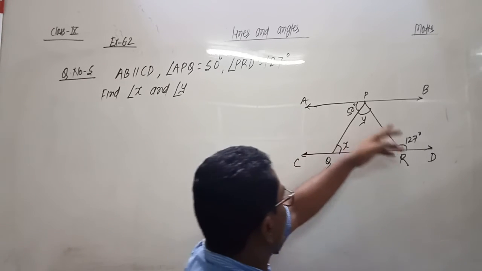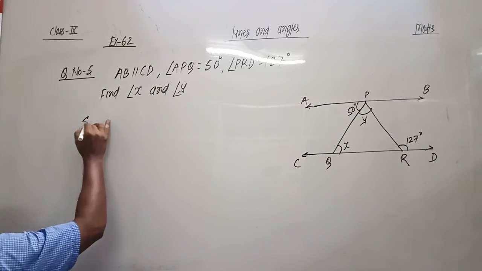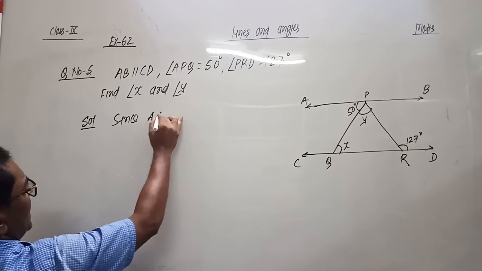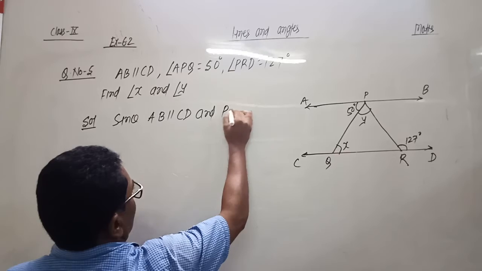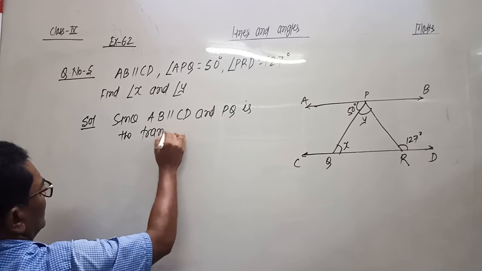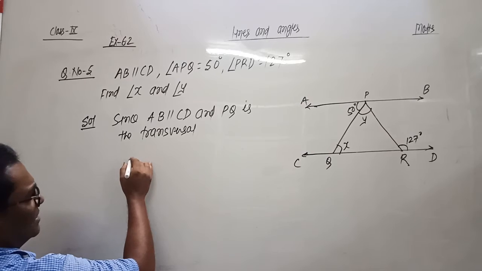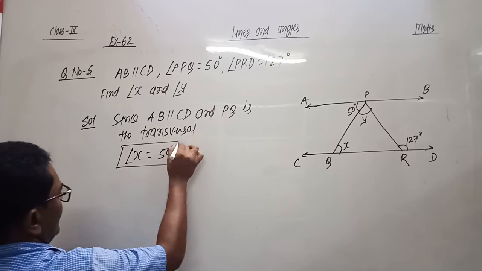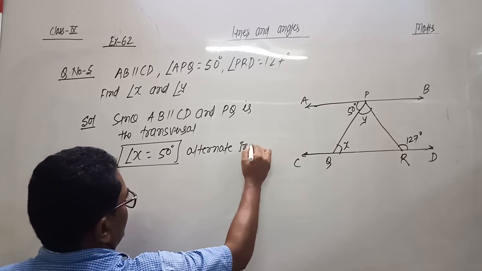So since AB is parallel to CD and PQ is the transversal, alternate interior angles are equal. So angle X equals 50 degree. Alternate interior angle.